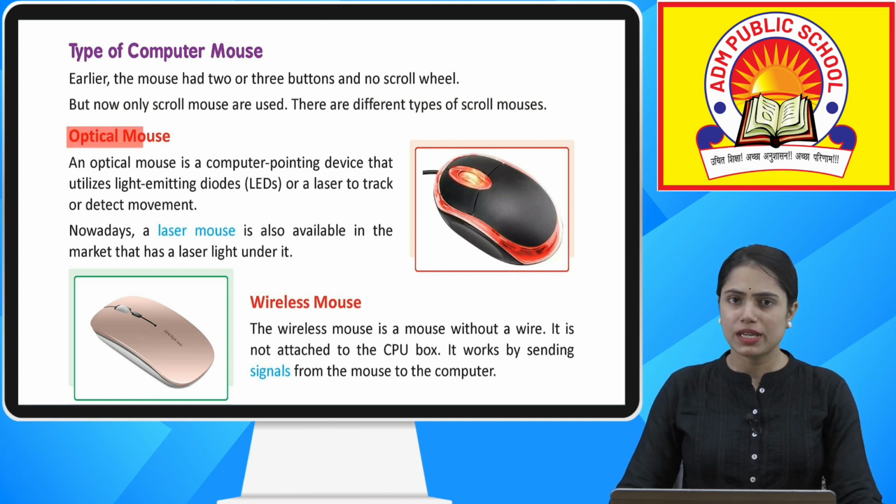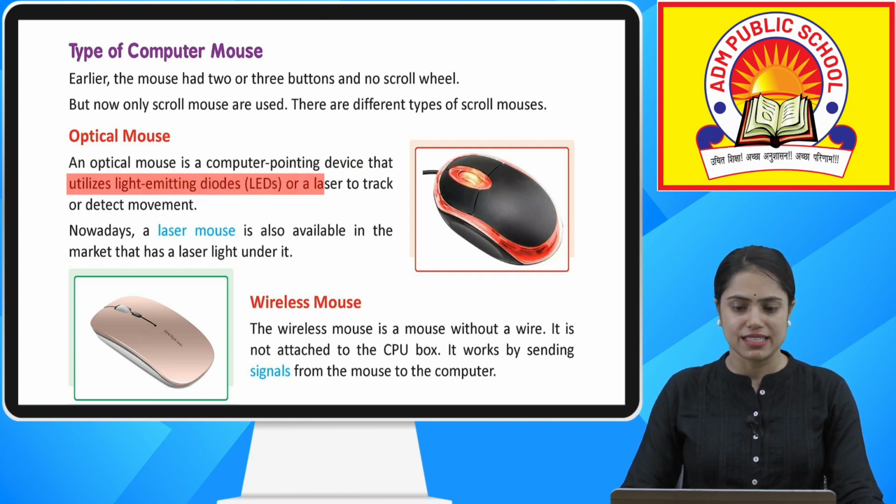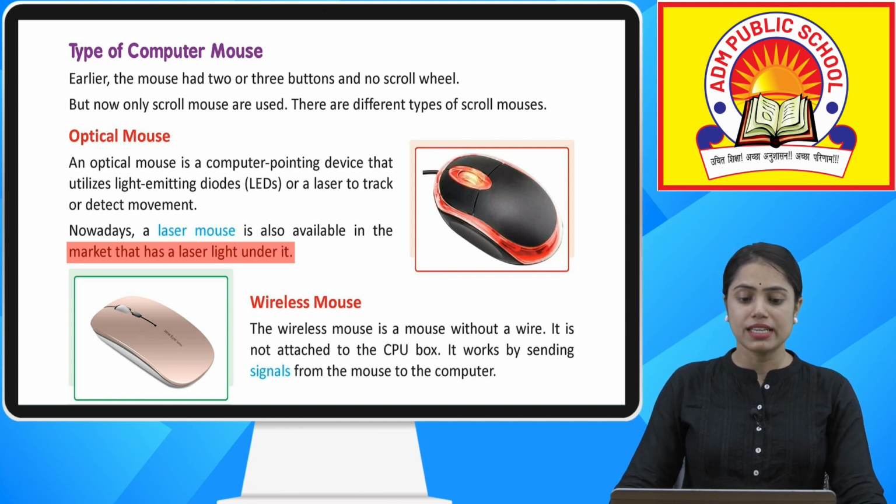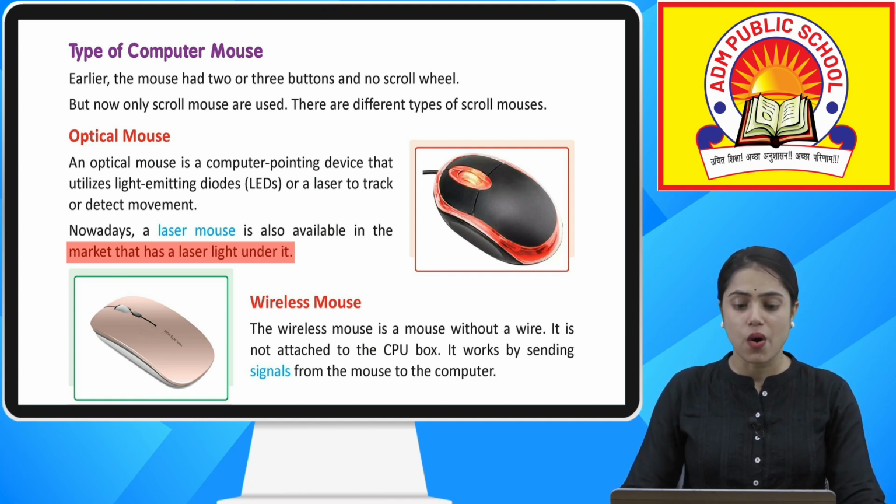Optical mouse. An optical mouse is a computer pointing device that utilizes light emitting diodes, that is LEDs, or a laser to track or detect movement. Nowadays, a laser mouse is also available in the market that has a laser light under it. Earlier there was no laser light in the mouse, but nowadays we find laser mouses also available in the market.